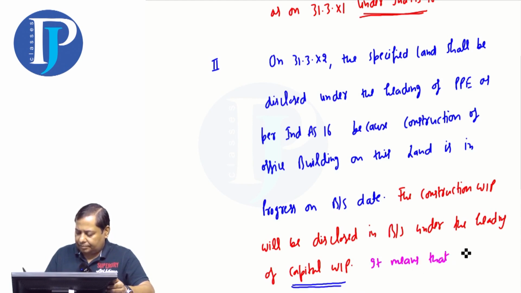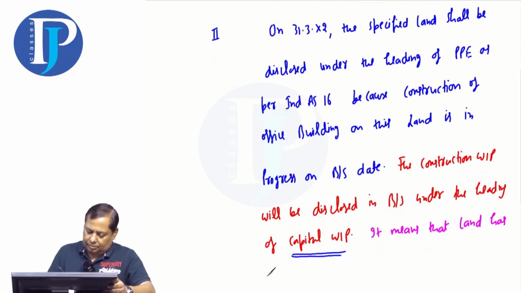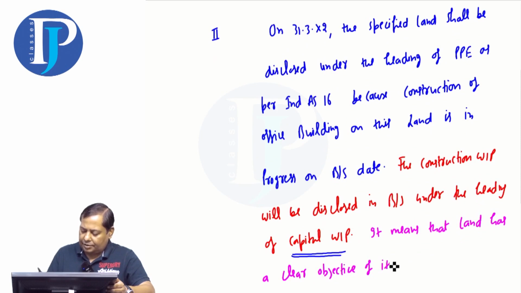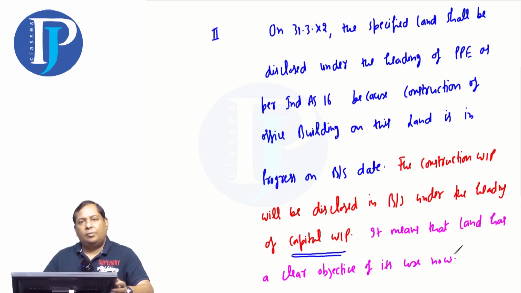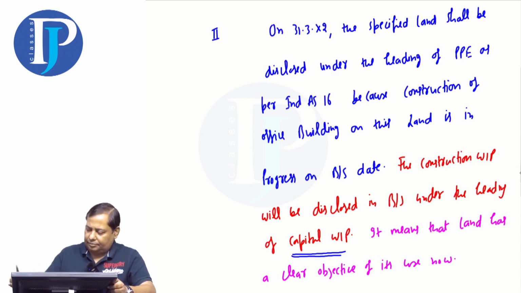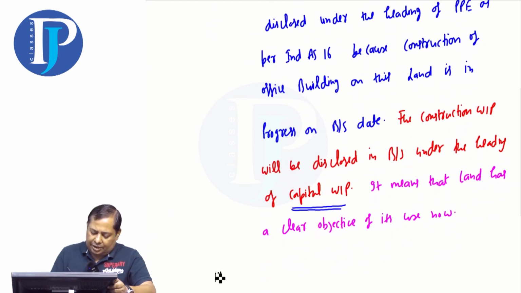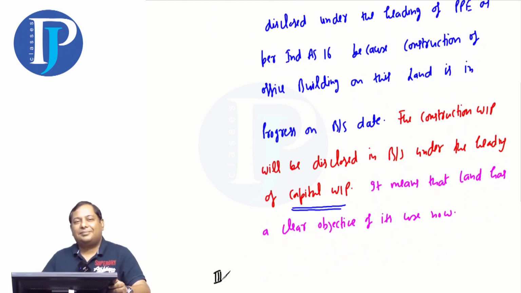It means that land has a clear objective of its use. Now, the objective of land is clear to us. A building will be built here and it's under construction. We should move to the next part. It's practical, but we're on theory.